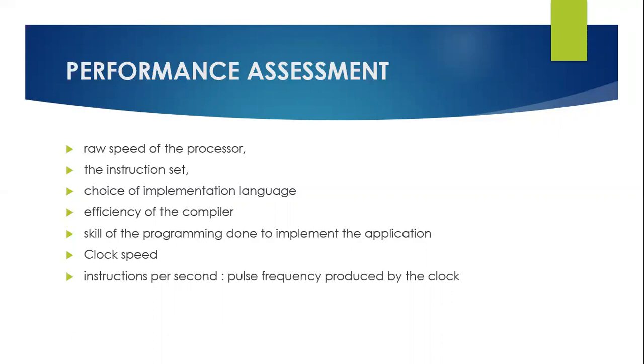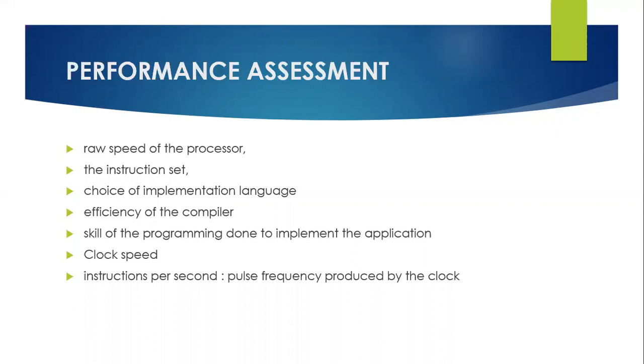Next factor is the clock speed, and the last one is instructions per second. Actually, these two factors are related to each other, and the pulse frequency is produced by the clock. When we are talking about a computer, it has its own clock cycle. It can be either 1 microsecond or 1 nanosecond, and that will be considered as one clock cycle.